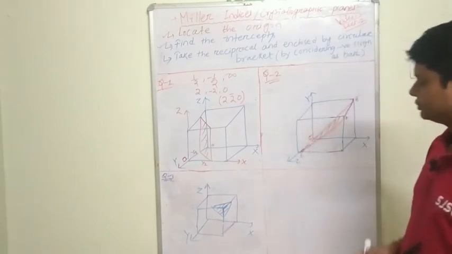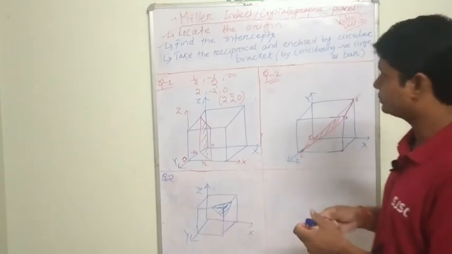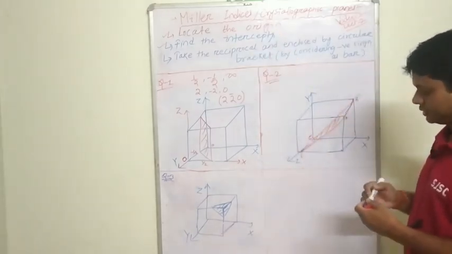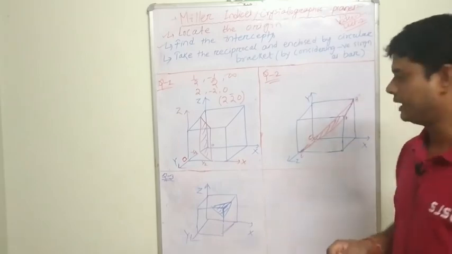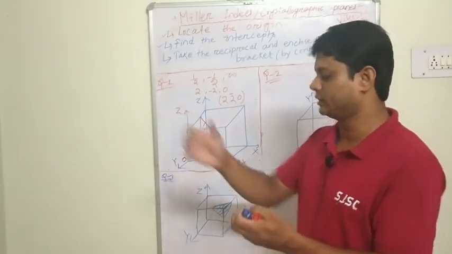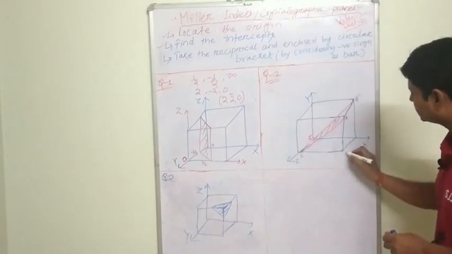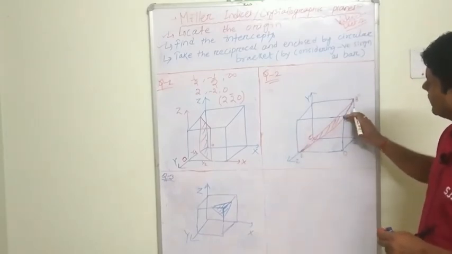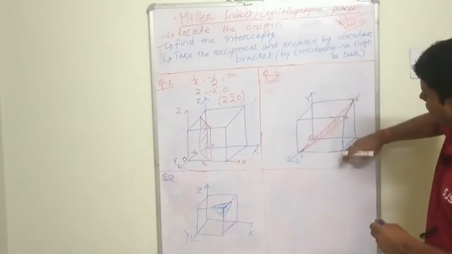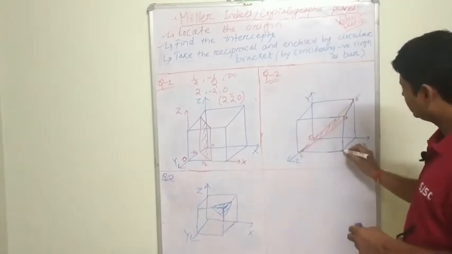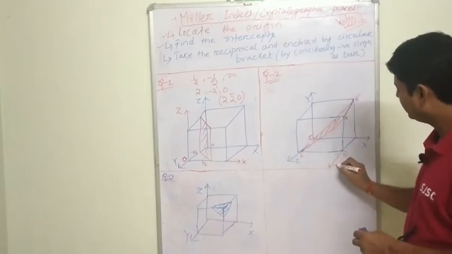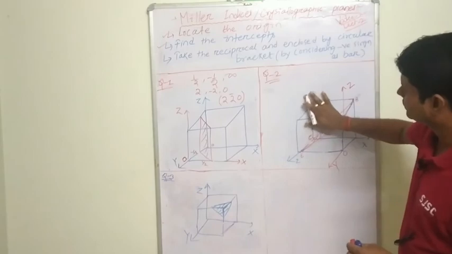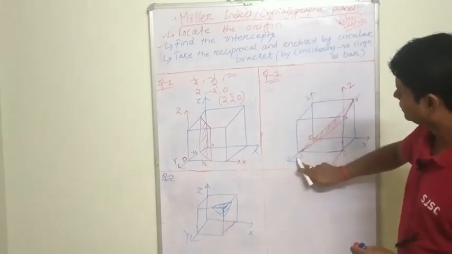So how do we find the Miller indices? We have to follow the steps. First we have to consider the appropriate origin in such a way that from the origin we can find the intercepts. See, if we consider this as the origin, we can find one intercept here and one intercept here, and this plane is parallel to this axis. That means if this is the origin, this way is our y and this way is our z. Here I wrote it mistakenly, this will be z, okay, this will be y.